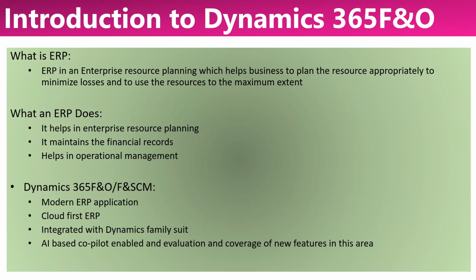I'll help you understand D365. Our product is D365 F&O. Some areas or some people call it D365 F and SCM. SCM means supply chain management. Operations and supply chain management are one and the same. As such, the name Microsoft has given is F and O.